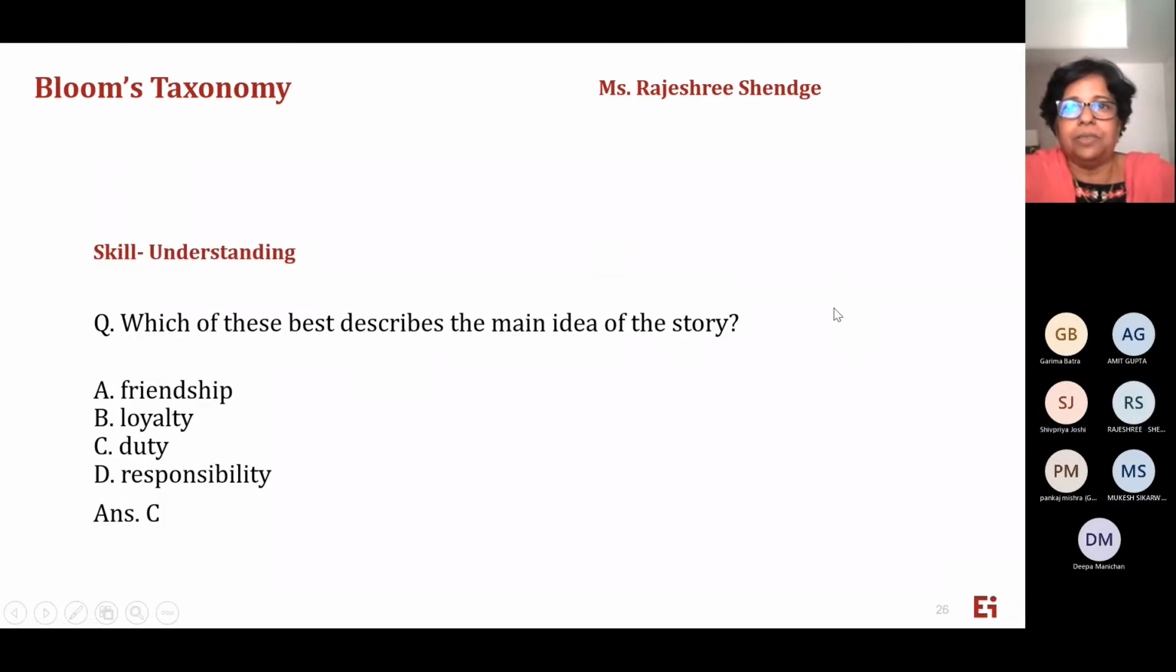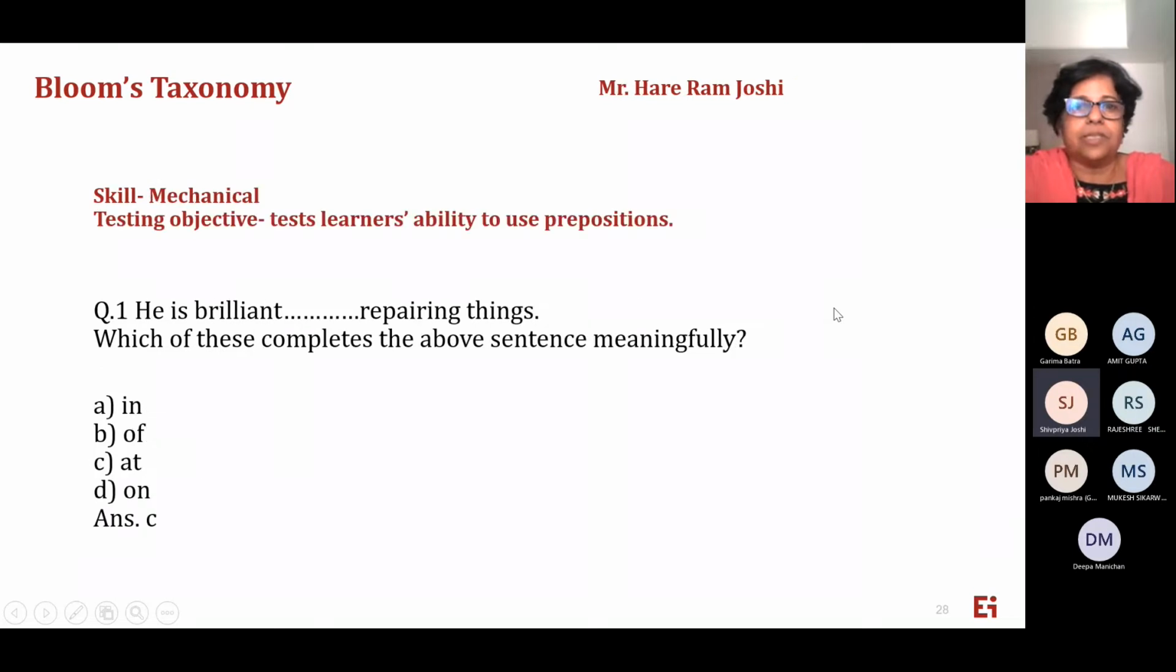I would like to have Joshi sir's question. Joshi sir, can you read the question and defend your tagging? Yes. He is brilliant, blank space, appearing things. Which of these completes the sentence meaningfully? The four options are in, off, at, and on.